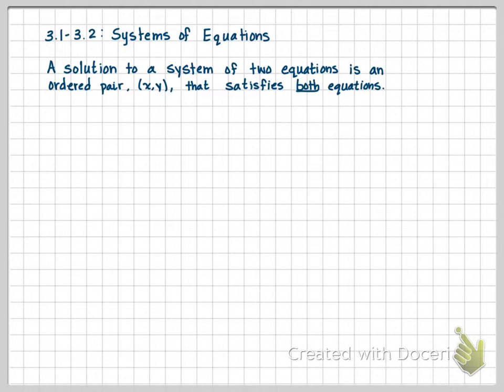And the best way to really think about these and get an idea of how they behave is by looking at them. So we're going to look at the graphs. There's 3 different types of systems that we can end up with, so we kind of categorize them. So 3 categories of systems.